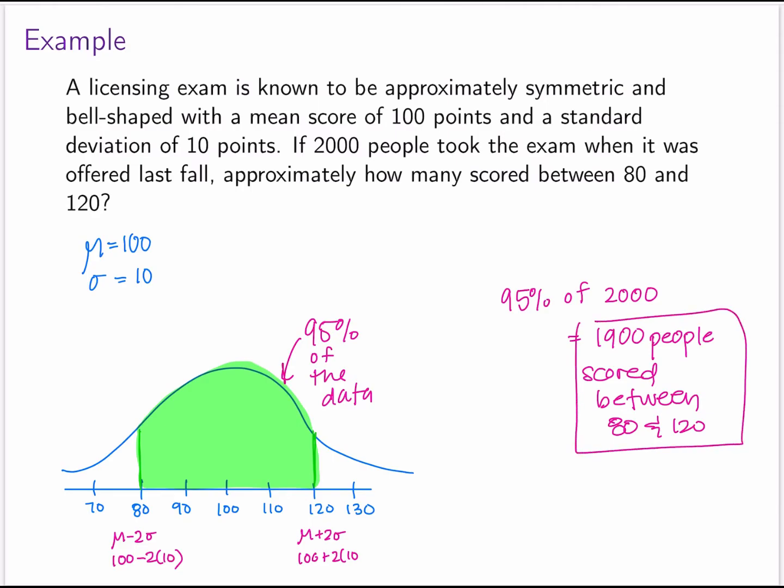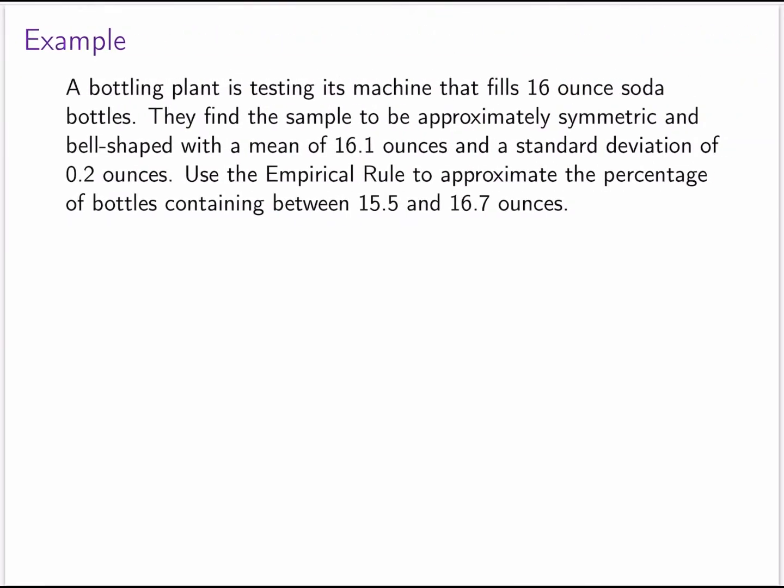All right. So those two problems had kind of nice numbers. It was easy to kind of count by tens and count by our standard deviation. Let's look at one that might have some slightly messier numbers. We've got some decimals involved now. Okay. All right, so a bottling plant is testing its machine that fills 16-ounce soda bottles. They find a sample to be approximately symmetric and bell-shaped, and it has a mean of 16.1 ounces and a standard deviation of 0.2 ounces. And so we want to use the empirical rule to approximate the percentage of bottles between 15.5 and 16.7 ounces.